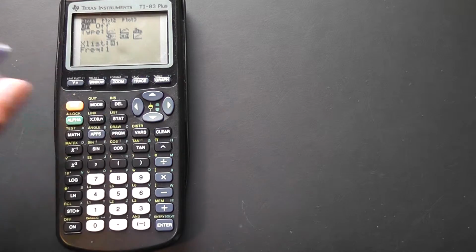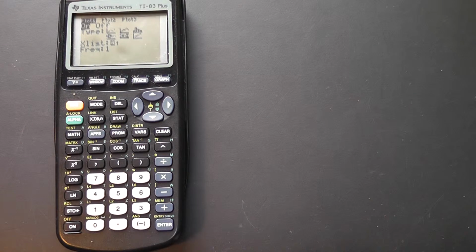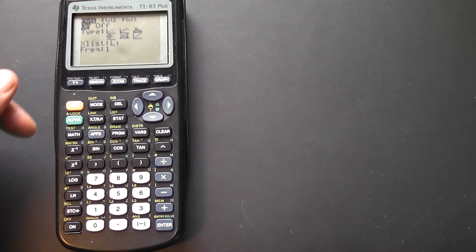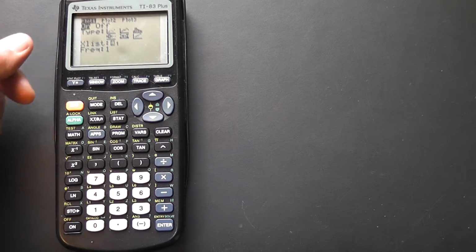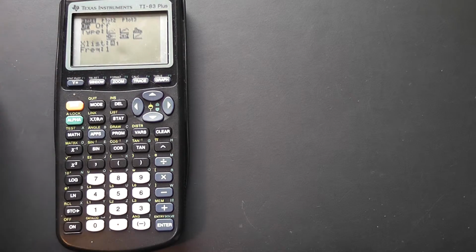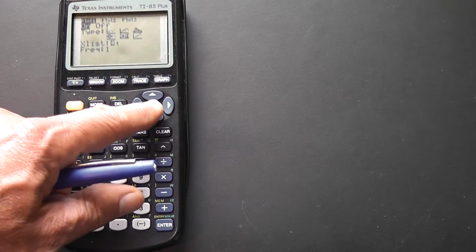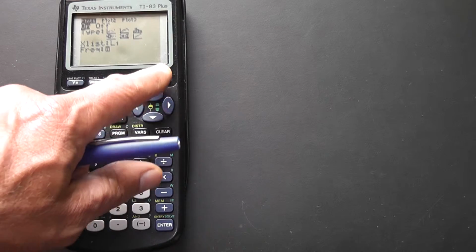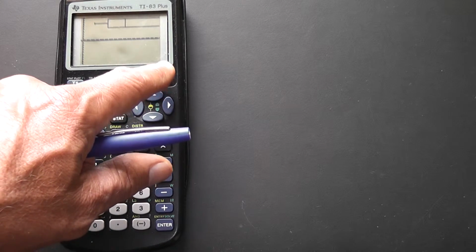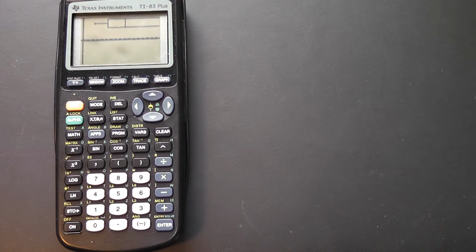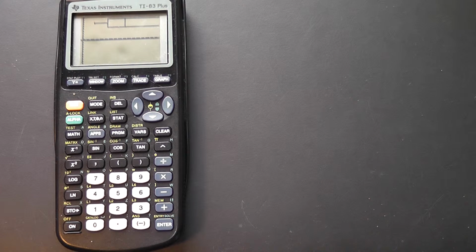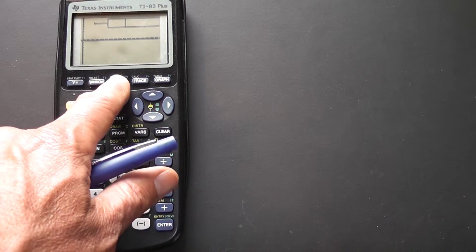Now the next one, X list, tells you which column of variable you're going to use. The default here is L1. That's our first column, and that's what we want. So I'm ready to graph it. It doesn't look quite right. What you want to do is zoom in and out so that we can see our entire graph. So go to the zoom menu here.